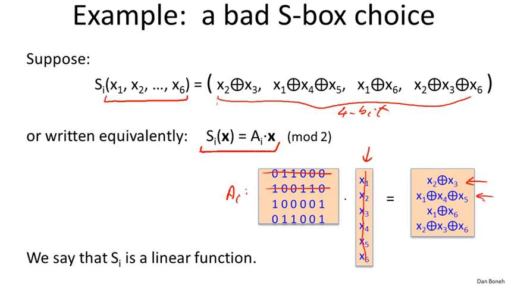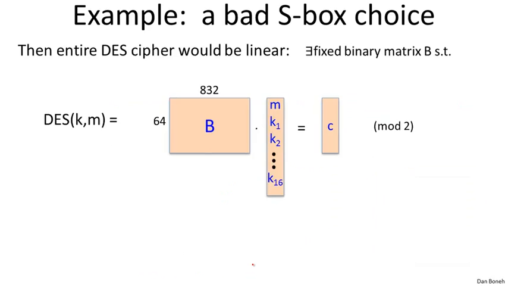Okay, so you can literally see that if the S boxes are implemented this way, then all they do is just apply the matrix A to the input vector x, which is why we say that in this case the S boxes are completely linear. Now I claim that in fact if the S boxes were linear, then DES would be totally insecure.